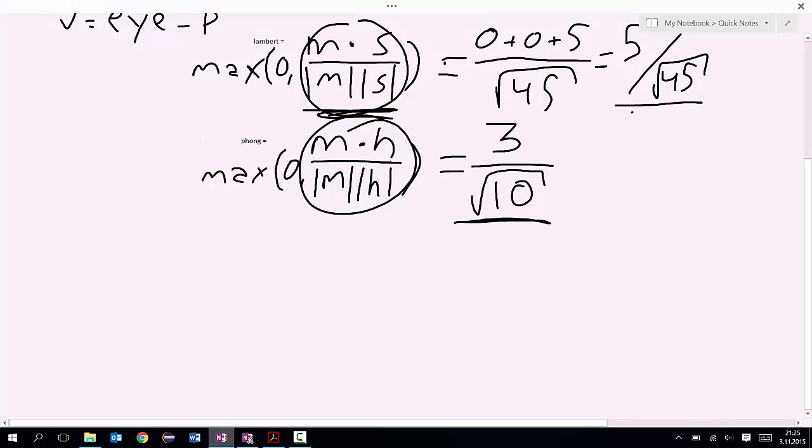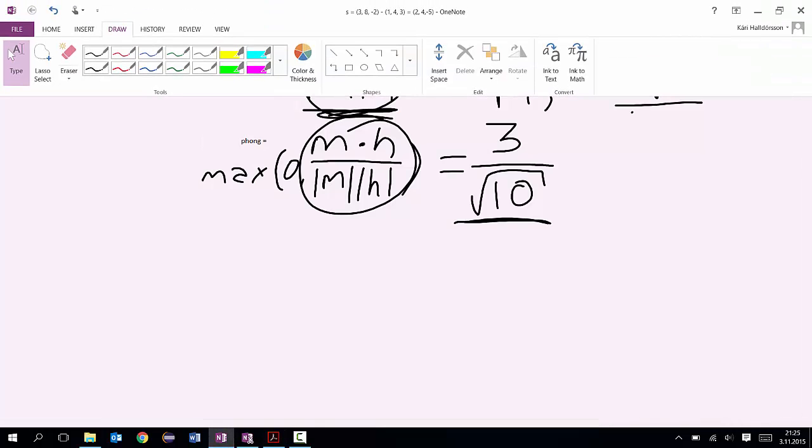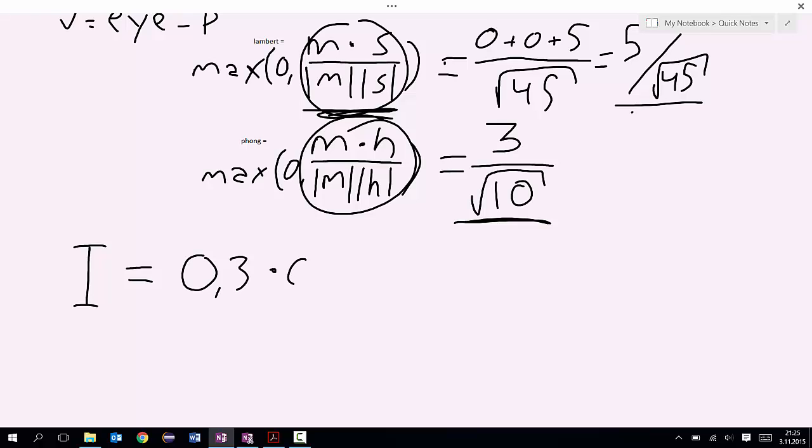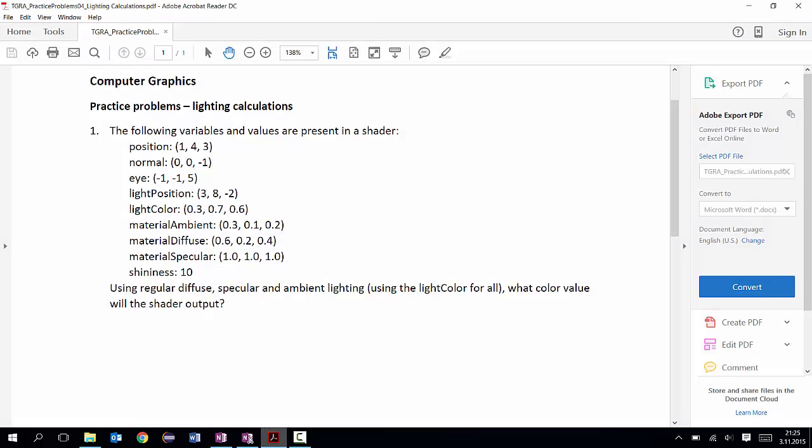So we'll say the intensity of the color in the end equals the ambient intensity of red times the red intensity of the light times the ambient intensity of the color. If we had separate values for the ambient part of the light and the diffuse part of the light and the specular part of the light, we'd use them respectively. But right now we just use the light color for all of them.